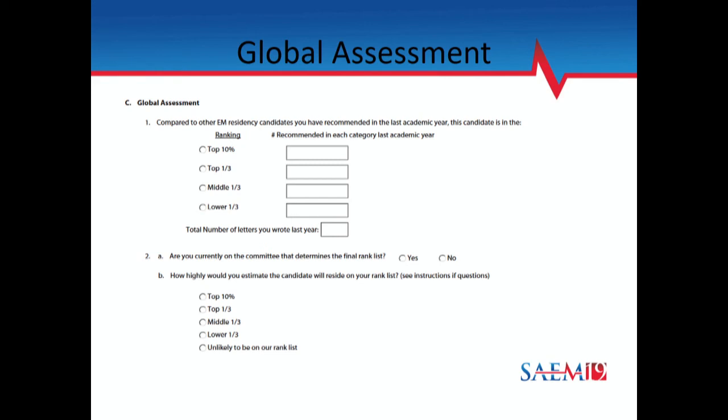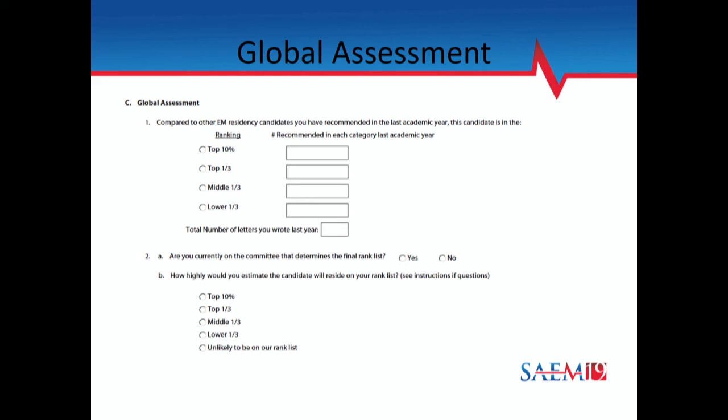So it's divided into two parts. The first part asks, compared to all the students that you had last year, is the student in the top 10%, top third, middle third, or lower third? And then really important again are these boxes. So of all the students you had last year, how many students did you say were top 10%?